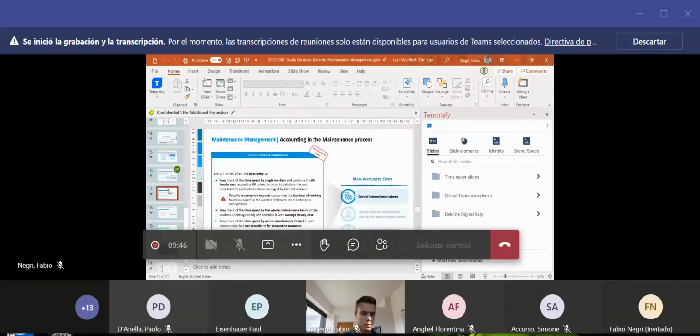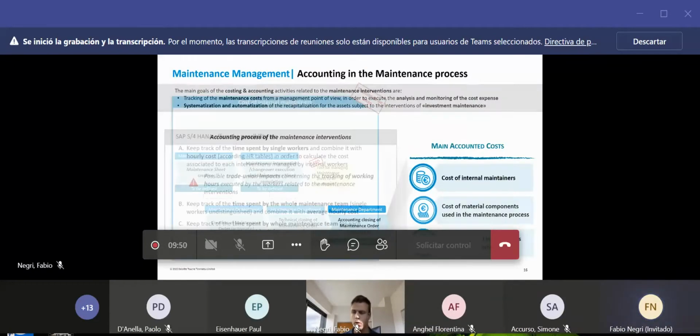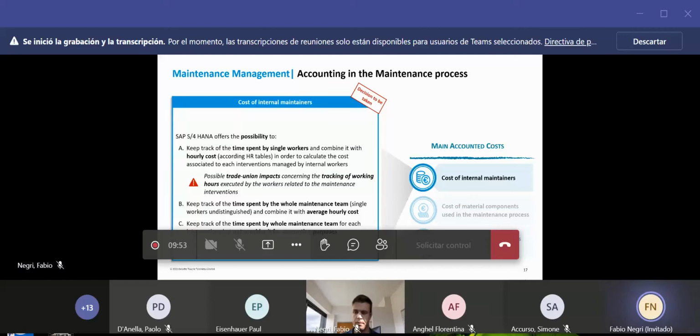Okay. So now we are going to deep dive into the single elements of the cost to see the decision that should be discussed in this meeting. Basically, concerning the cost of the internal maintainers, there are three main possibilities that can be considered in SAP for taking into account this kind of cost.